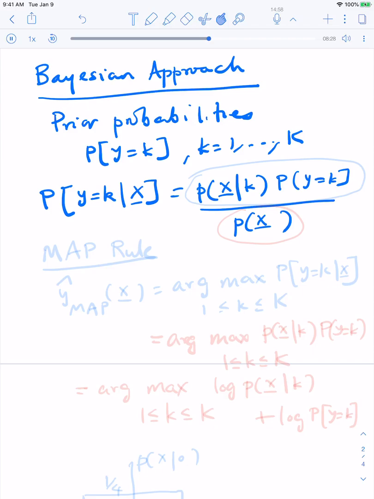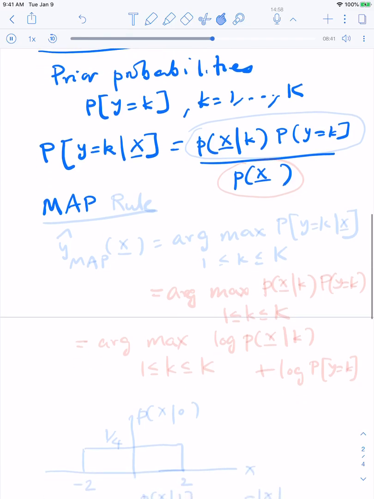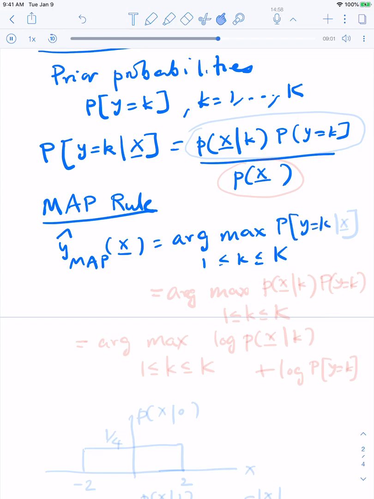And so now that you've computed these posterior probabilities, you can say, okay, I'm just going to maximize over these posterior probabilities, and that's the so-called MAP rule, maximum a posteriori probability rule. So the MAP rule, y hat MAP for any given data point, is just arg max over k. So pick the hypothesis that is the most likely given the data you're seeing. So that's the MAP rule.